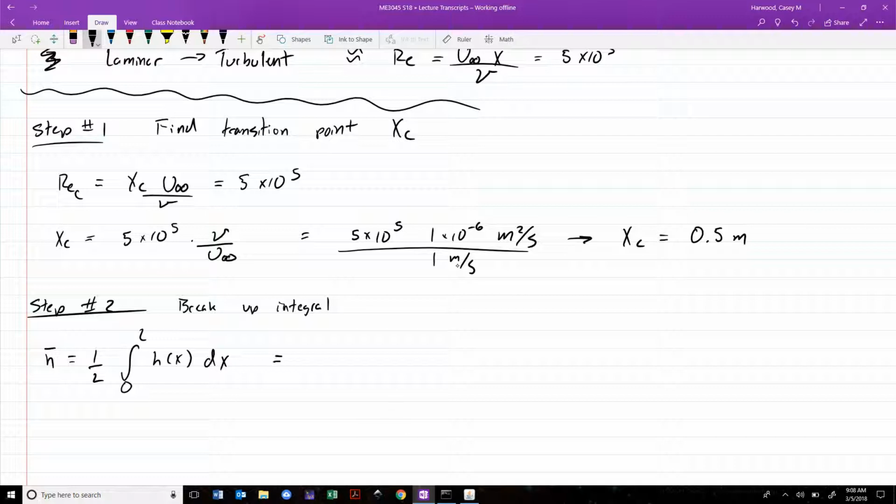So we could write this instead as a piecewise integral, where it's 1 over L times the integral from 0 to that critical point where it jumps of h laminar dx, plus the integral from x sub c to the end of the plate of h turbulent dx.